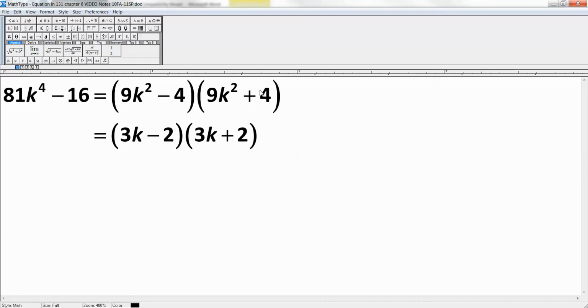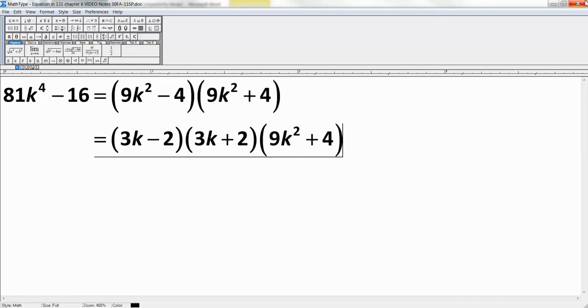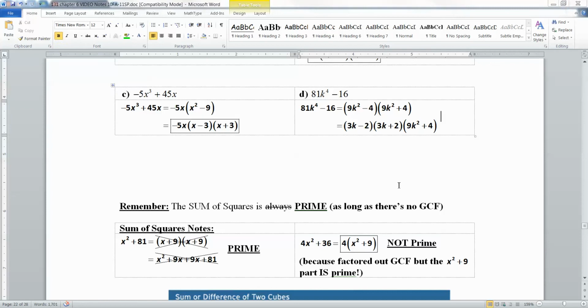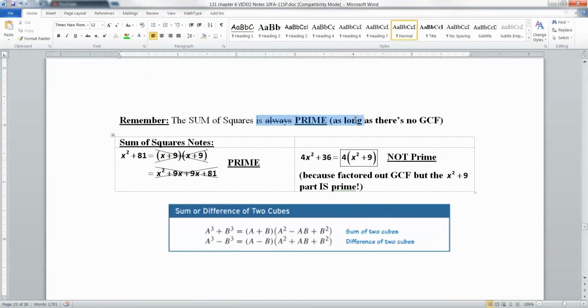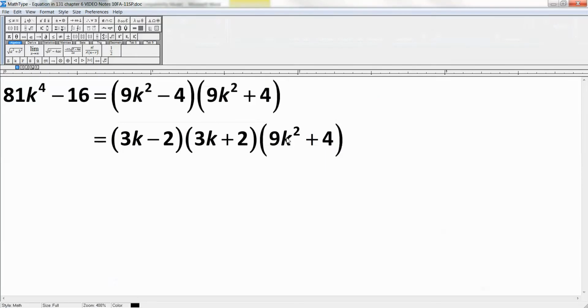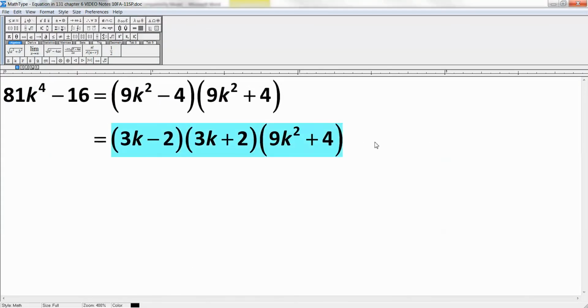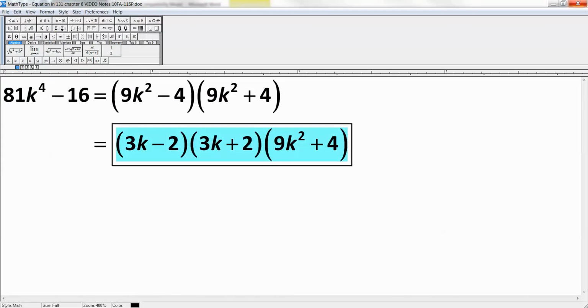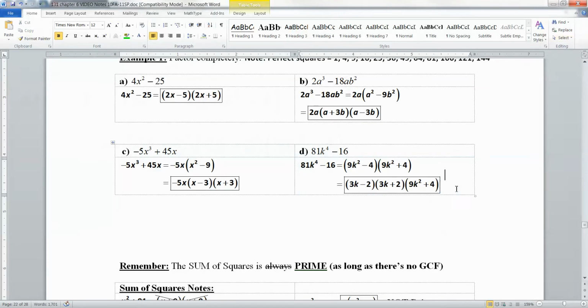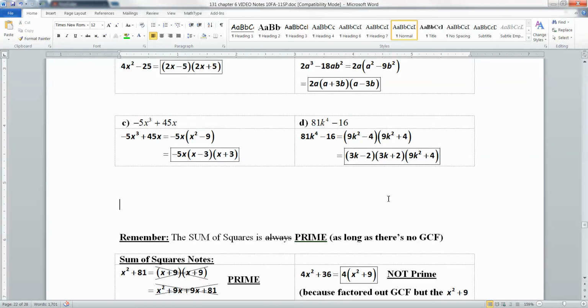And then this part just sits there because that part is prime. It's what we just talked about down below, right? Sum of squares is prime, as long as there's no GCF, and there isn't. 9 and 4 don't have anything in common. Now we are done. Right? We broke up the difference one like we could, and we left the sum one alone because the sum one didn't have a common factor, and therefore we're done with it.